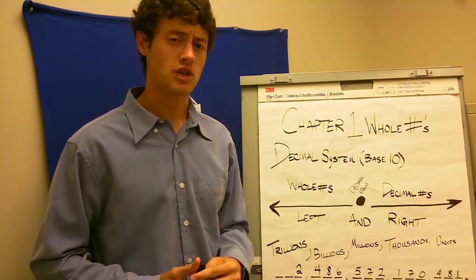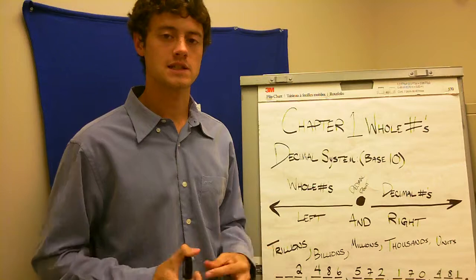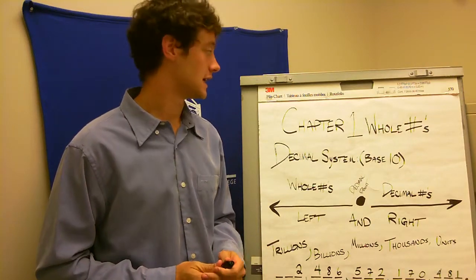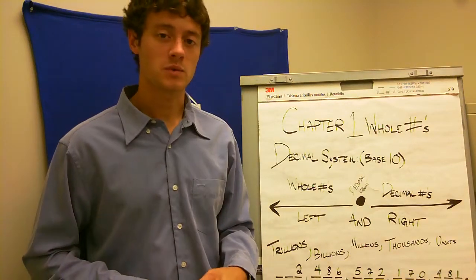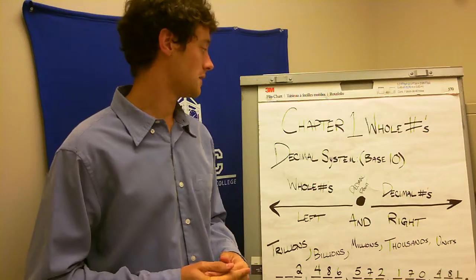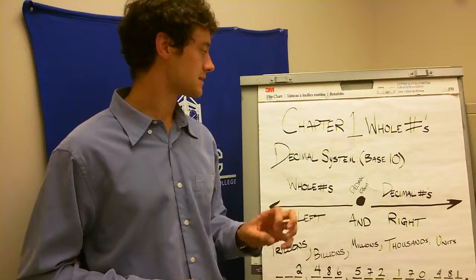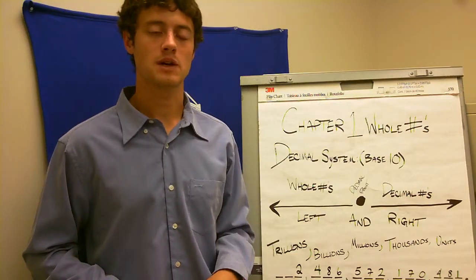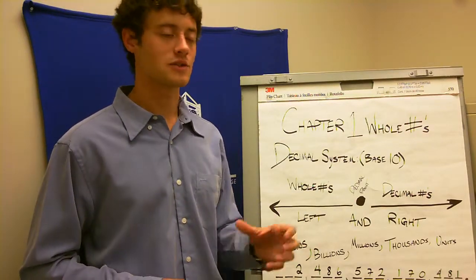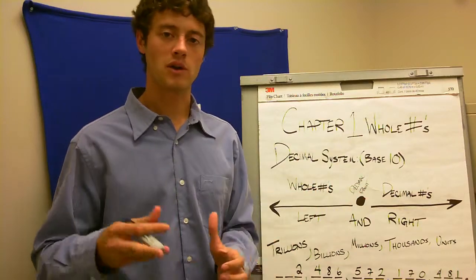Today we're going to cover Chapter 1. This is the lecture part of the day. In Chapter 1 we're going to look at whole numbers and what our numbering system is based off of. It is the decimal system. It's a base 10 system. It's the American standard, so base 10 means 0 all the way through 9.